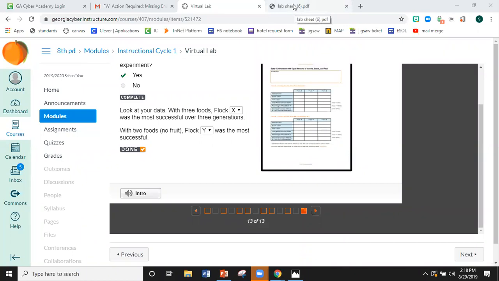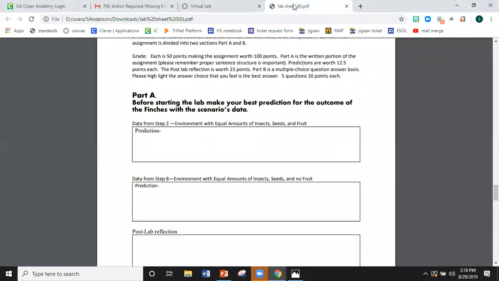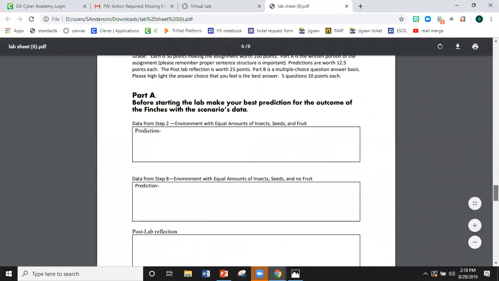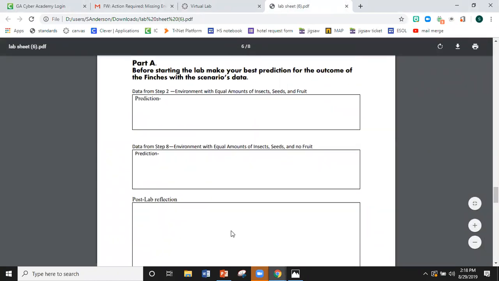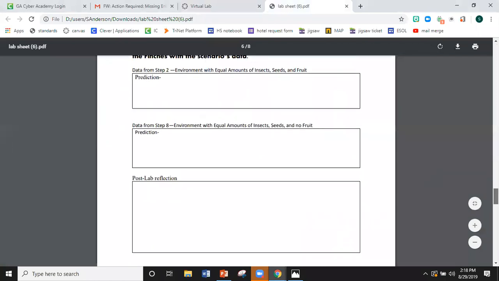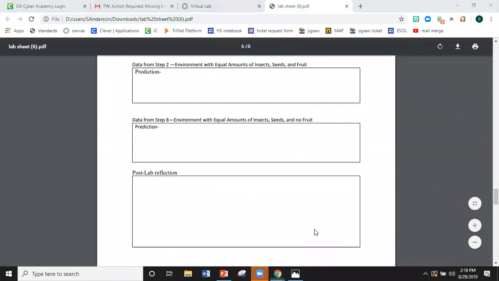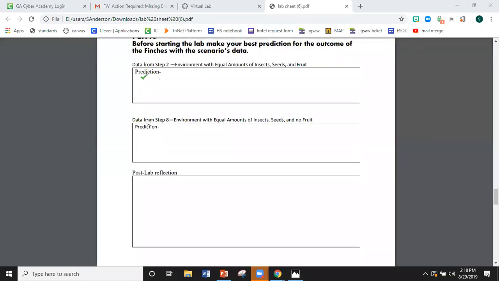Come back to your lab sheet or your blank paper or your phone, wherever you're writing down this information. We already made predictions for 1 and 2. Now we're going to do our third box. Now we're going to work in that third box, the post-lab reflection. So after the lab, right now, here's what you're going to include here. What happened?